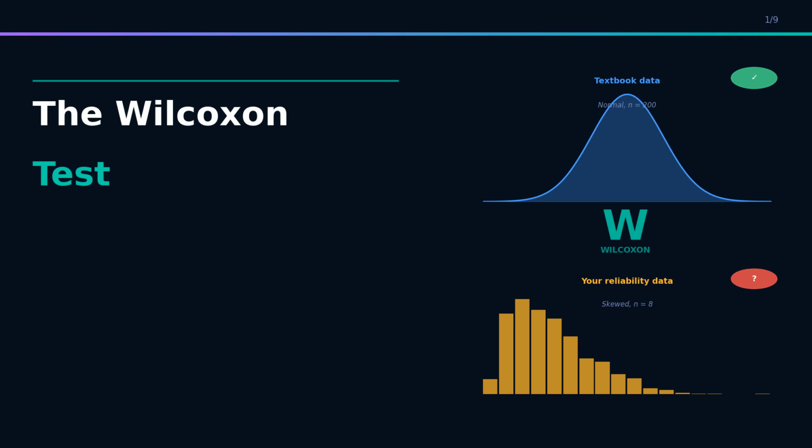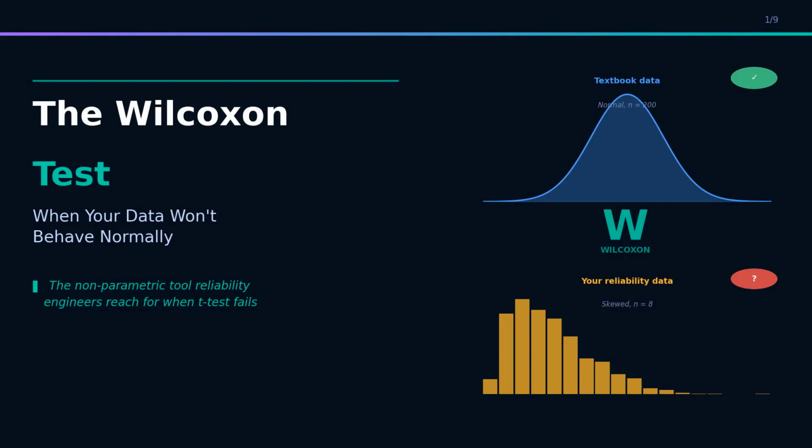What happens when your reliability data is small, skewed, or simply refuses to fit a bell curve? You reach for a non-parametric test. And one of the most powerful tools in that category is the Wilcoxon test.